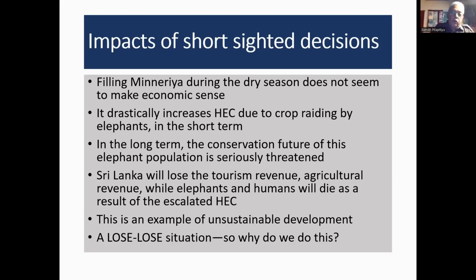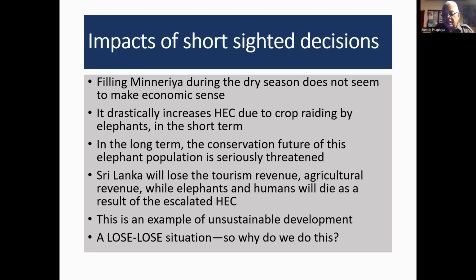Keeping it full and not having the grasslands for the elephants drastically increases the human-elephant conflict due to crop raiding by elephants in the short term. In the long term, the conservation future of this elephant population is seriously threatened, because after about 10 years, the elephant population will reduce to the carrying capacity of that area, which is very much lower than 350 to 400 elephants. And Sri Lanka will lose tourism revenue and agricultural revenue, while elephants and humans will die as a result of escalated human-elephant conflict. This is an example of unsustainable development. It is a lose-lose situation.